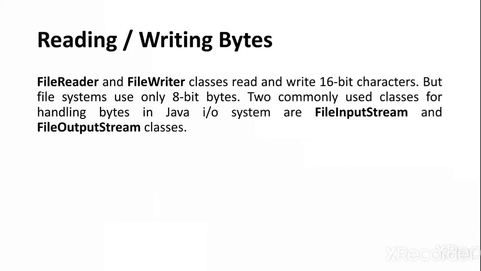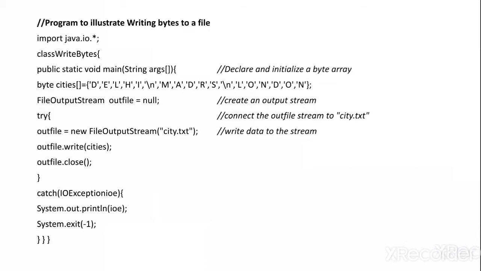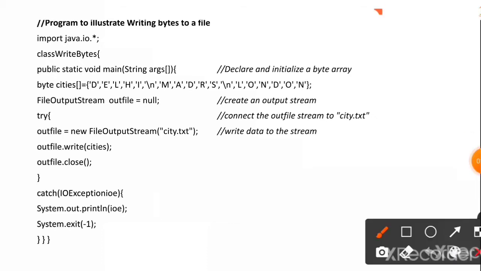Here is a program that demonstrates how the FileOutputStream class is used for writing bytes to a file. The program writes the names of some cities in a byte array to a new file, that is city.txt. Let us understand this program in detail.